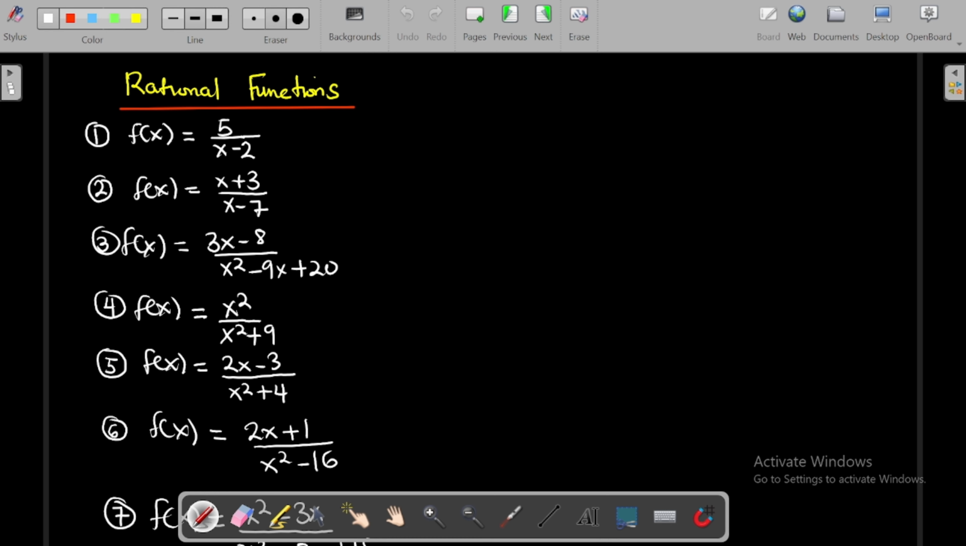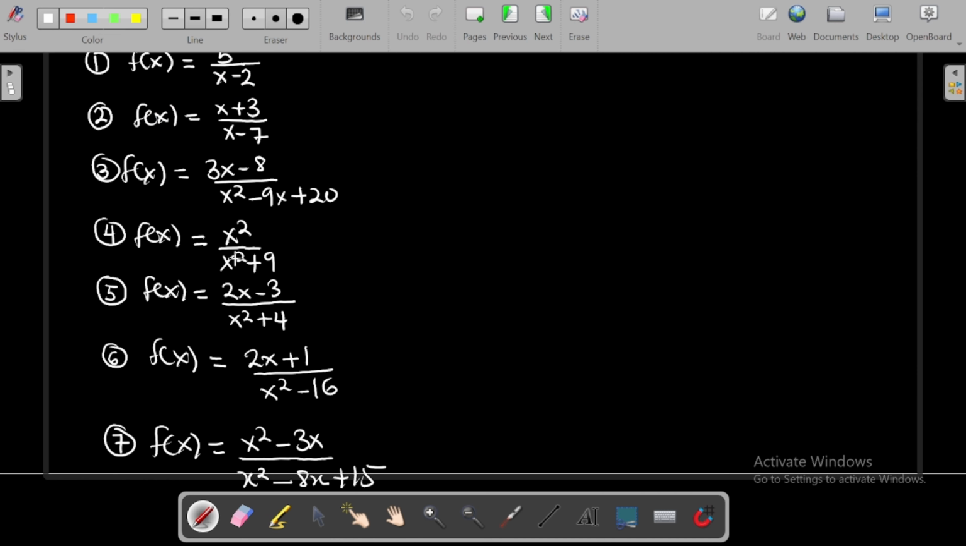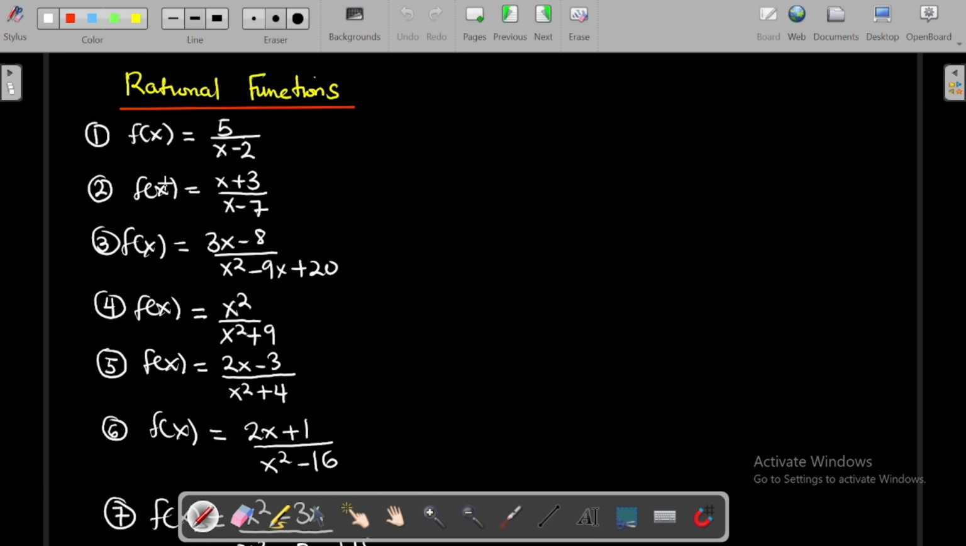The next type of functions that we have are rational functions. Notice that all these types of rational functions that we have, there are no square roots. So the idea of our function being undefined when we have a negative number inside a square root, for example, -1 inside a square root, will not apply here.